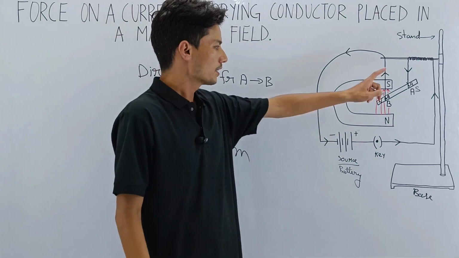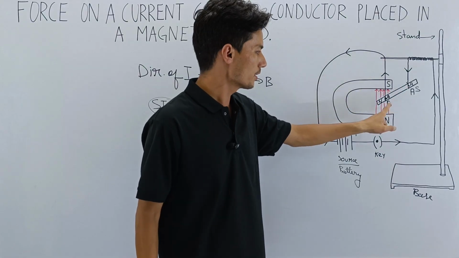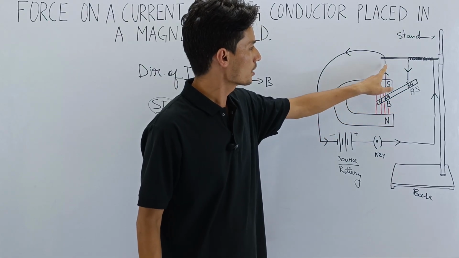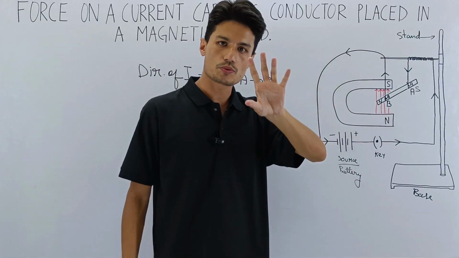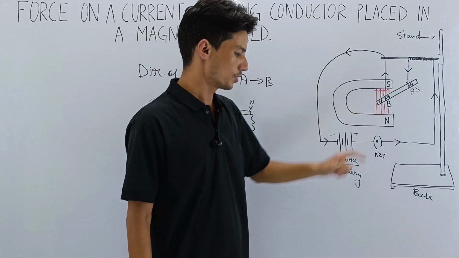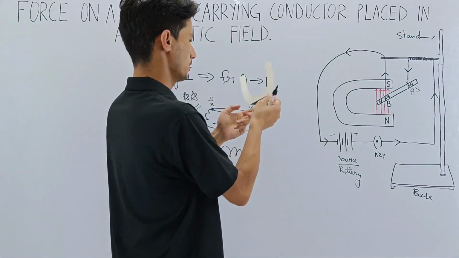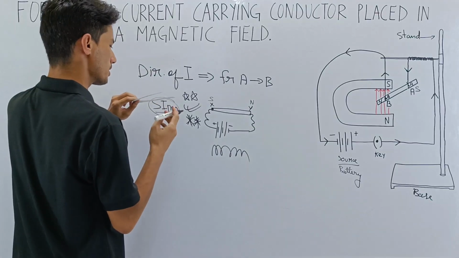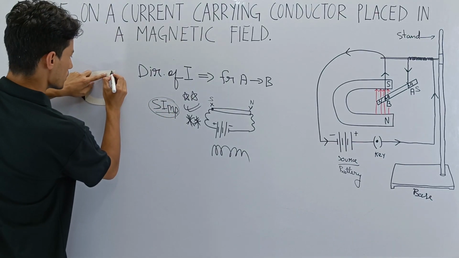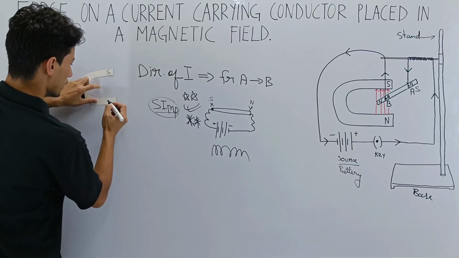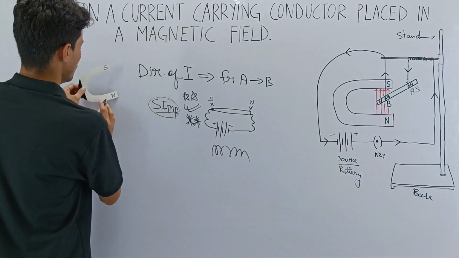Now what will happen? Let's continue with the current. The current goes from point B all the way to the negative terminal. Done. Now let's focus on these two poles which we have identified, south pole and north pole. Let me mark this. This is the south pole, and this becomes the north pole. So south pole and north pole.